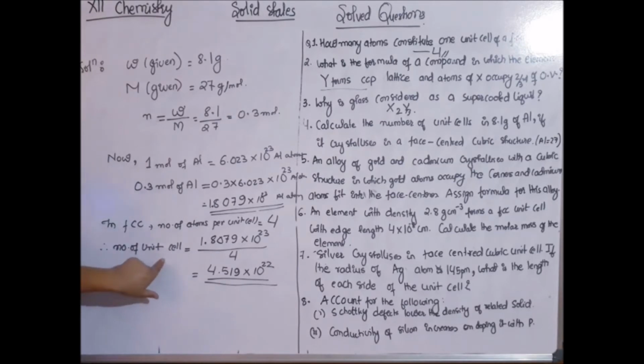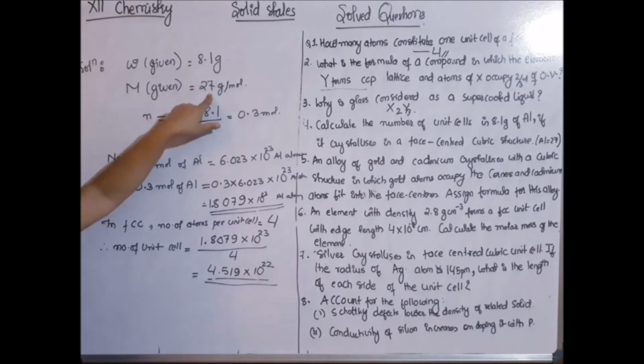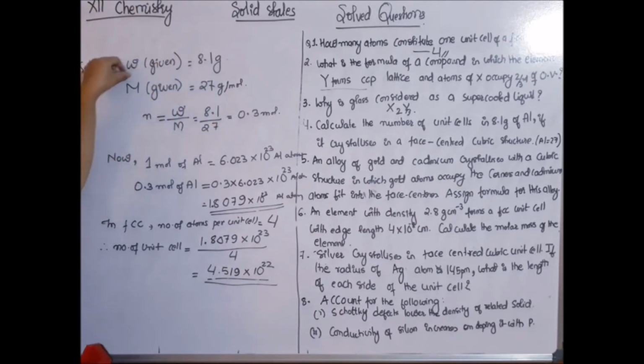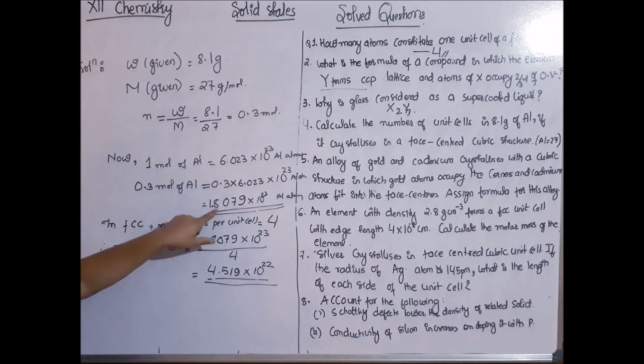So number of atoms or number of unit cell in 8.1 gram of aluminium or 0.3 mole of aluminium is equal to 4.519 into 10 to the power 22. So your this mass is given, right? Atomic mass is given. So ke garnu parcha, from this given mass and atomic mass you easily will get the number of mole. And number 1 mole ma kati huncha? 6.023. So 0.3 mole ma huncha, you have to multiply, right? After multiplying you will get 1.8079 into 10 to the power 23.